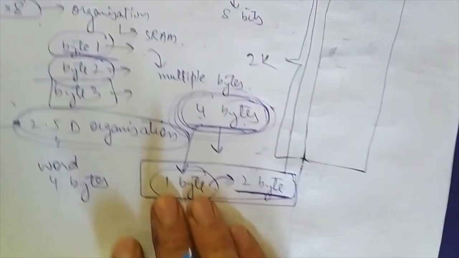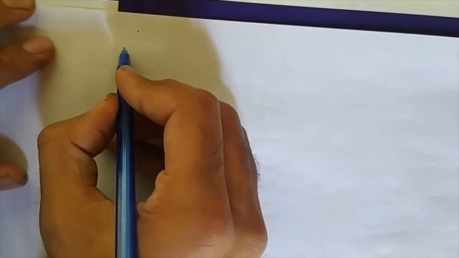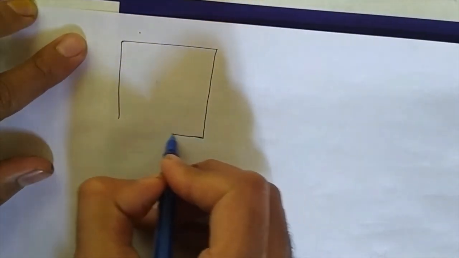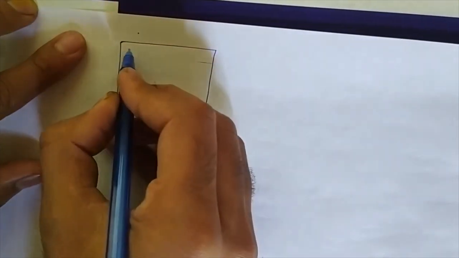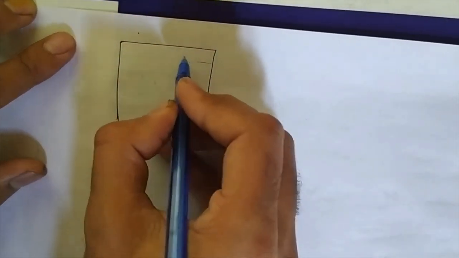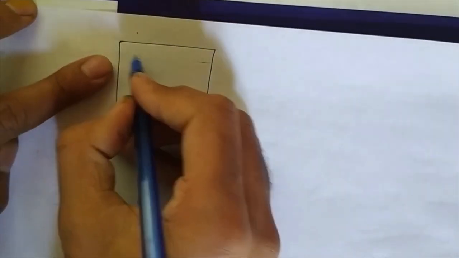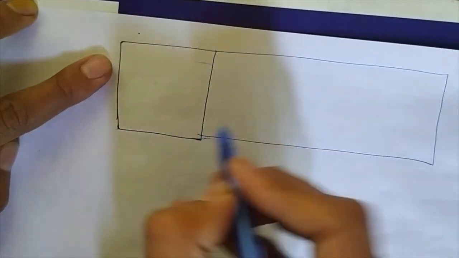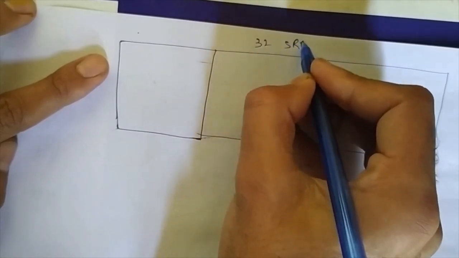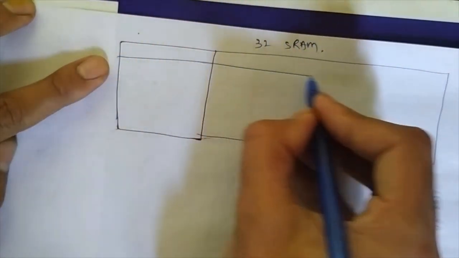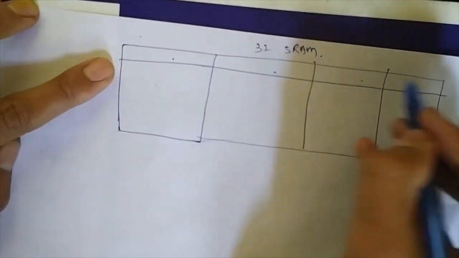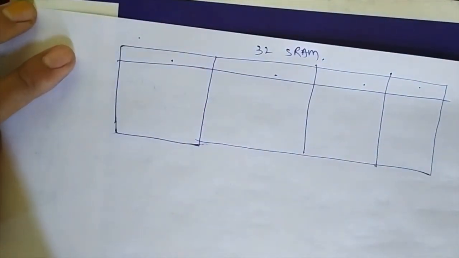So what I am saying here is that in our previous organization, this was our one row, and we said that in one row we have 8 SRAM cells. So instead of having 8 SRAM cells, let's keep 32 SRAM cells in a single row: 8, 8, 8, and 8.